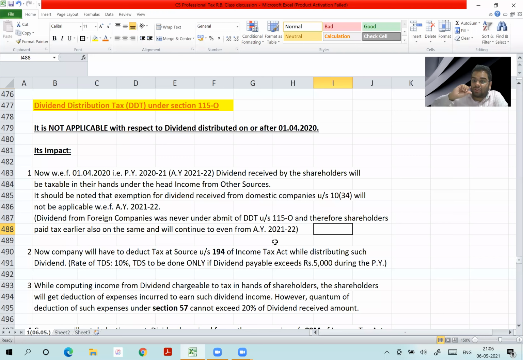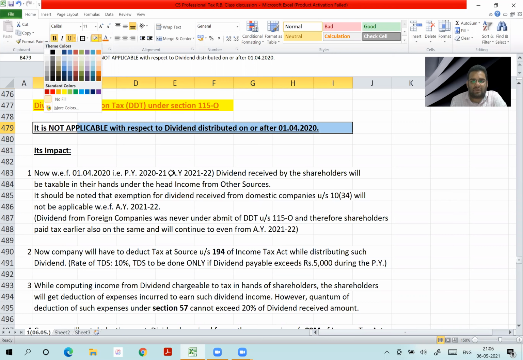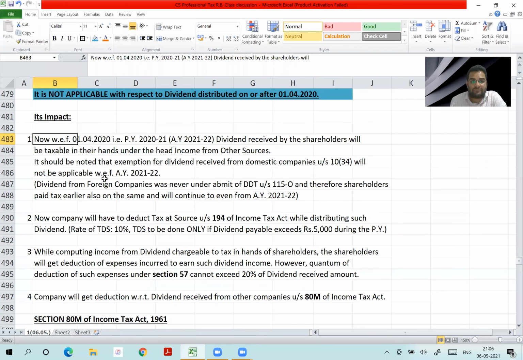Now, because of this, what else will happen? See. So DDT is not applicable with respect to dividend distributed on or after 1st April 2020. What is its impact? With effect from 1st April 2020, that is PY 2021, that is AY 21-22, dividend received by shareholders will be taxable in their hands under the head income from other sources.